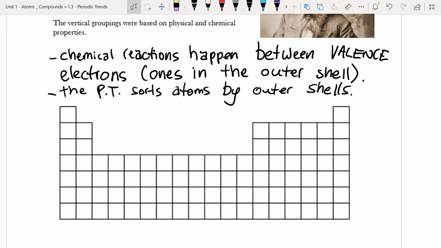Okay, there we go. In the next shell, we said it fits 8. And oh, look at the table. 1, 2, 3, 4, 5, 6, 7, 8. Then we said the next shell holds how many electrons? 18. Hey, what do we notice about the table? 1, 2, 3, 4, 5, 6, 7, 8, 9, 10, 11, 12, 13, 14, 15, 16, 17, 18. Oh, the table is designed to tell you about the electron shells.